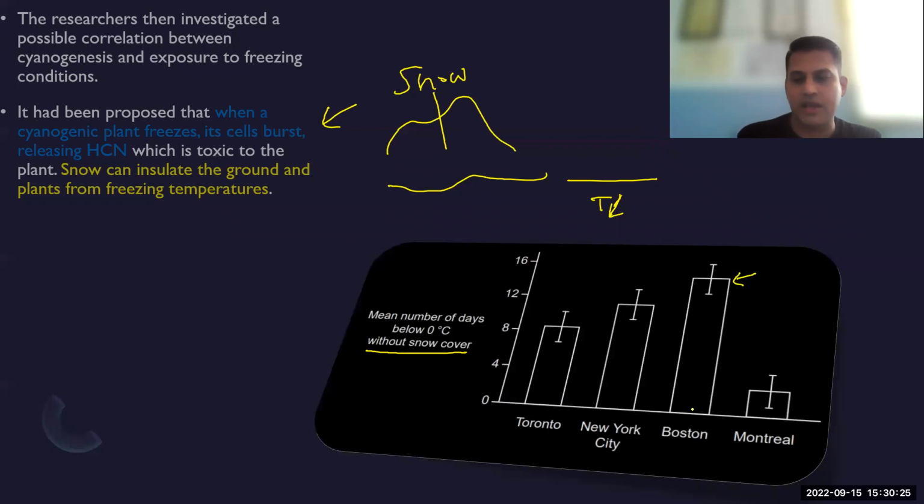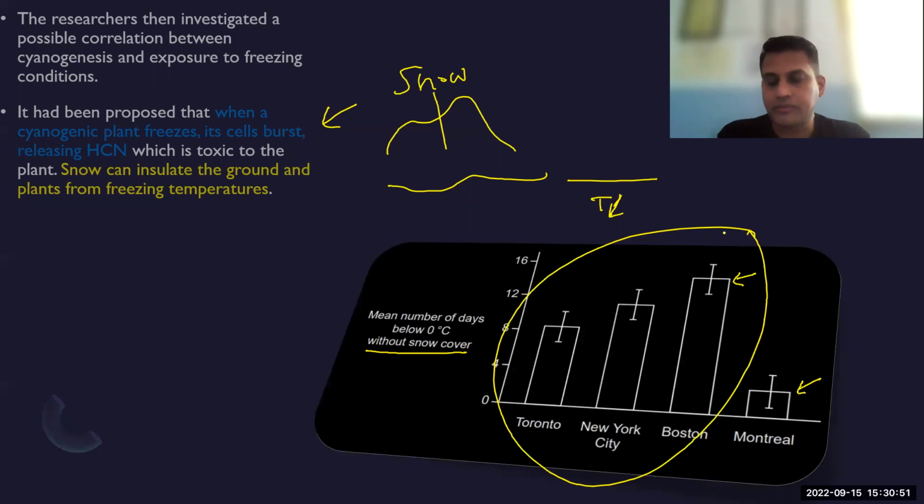So Boston, with the city's area, the temperature is very cold because of less snow cover and more days. Mean number of days below zero without snow cover. And here is the lowest. That means Montreal has fewer days without snow cover. That means they have a little bit higher temperature than these three cities. Toronto, New York, Boston are colder than Montreal.